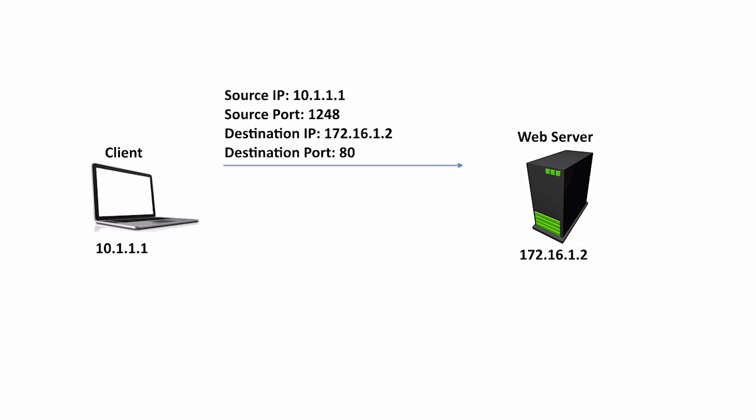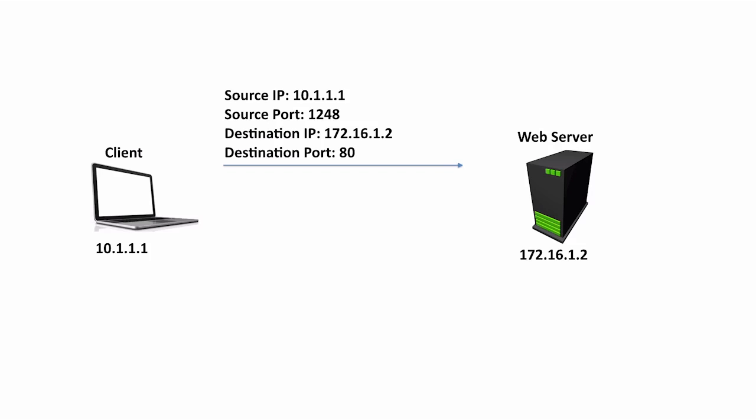Well, the source IP address is the client's IP address, 10.1.1.1. The destination IP address is the web server's IP address, 172.16.1.2. But check out the ports. The source port, in other words, the client's port, is a number greater than 1023. It's one of those ephemeral port numbers. It's 1248. Now, the destination port, as we're going to the web server, is a well-known port number. That's the well-known port number for HTTP, and the packet goes to the web server, and that web server knows based on that port number that this packet is destined for the web services running on that web server.